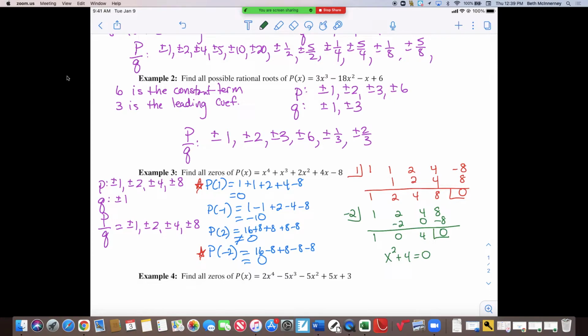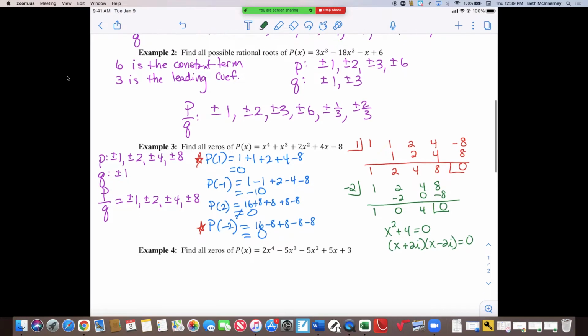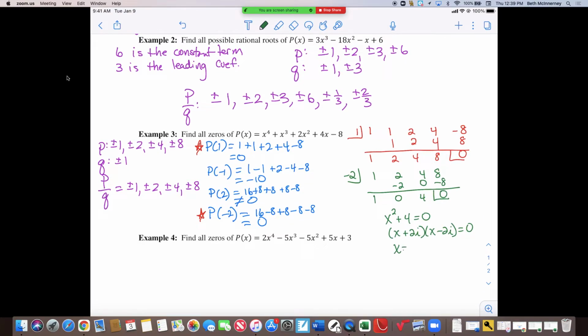So that's x plus 2i times x minus 2i. And then don't forget about the other ones we found. X is 1 and x is negative 2. So there were 4 zeros, and it was a 4th degree polynomial.